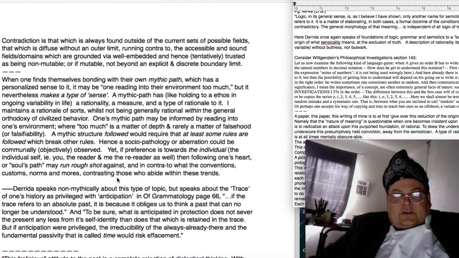Contradiction is that which is always found outside of the current sets of possible fields, that which is diffuse without an outer limit, running contra to the accessible and sound field domains, which are grounded via well-embedded and hence tentatively trusted as being non-mutable, or if mutable, not beyond an explicit and discrete boundary limit.